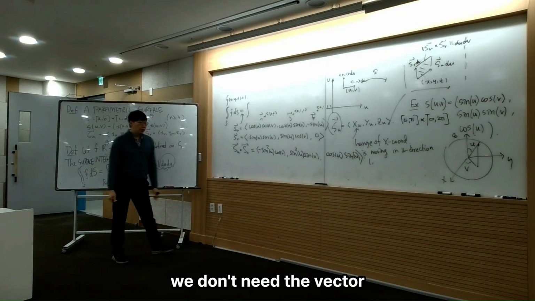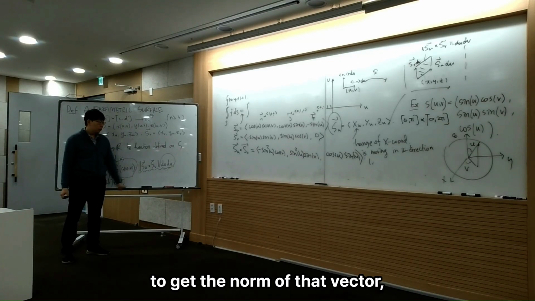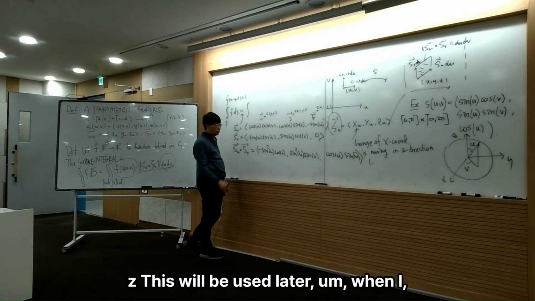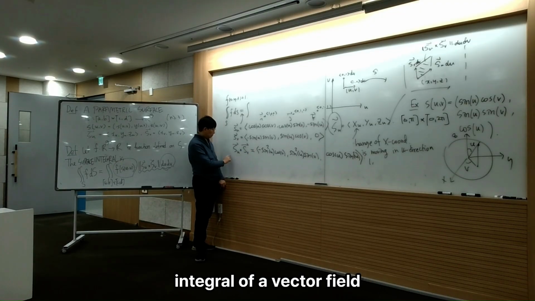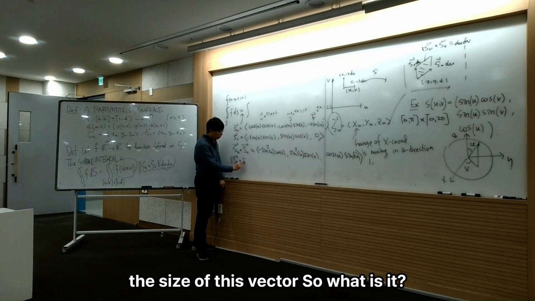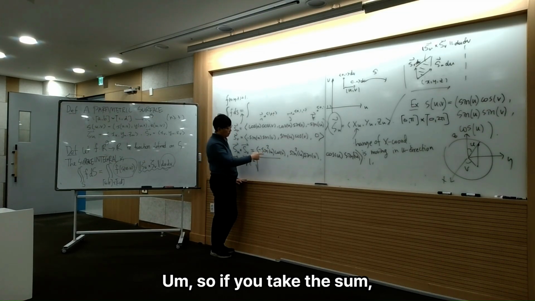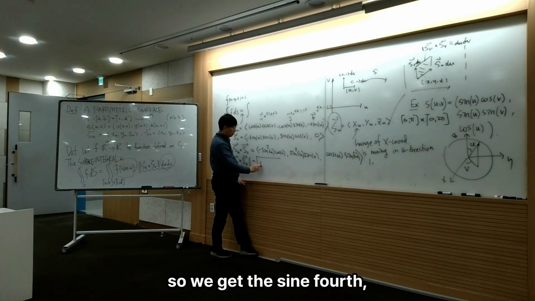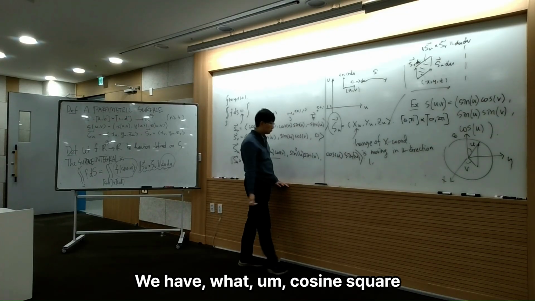In fact, we need a vector, but we have to find the coordinates of the three-dimensional vector to get the norm of that vector. So we found x, y, z. This will be used later when I talk about the surface integral of a vector field. But first, here we only need the size of this vector. So what is it? You take the square root of the sum of squares. So if you take the sum here, it's sine squared plus cosine squared, so you get the sine fourth. And how about this? We have what?